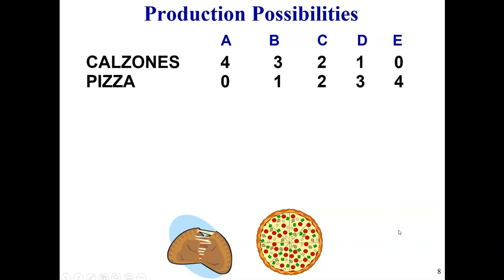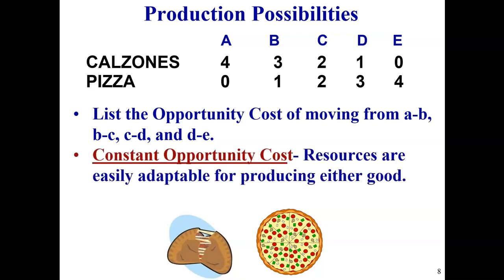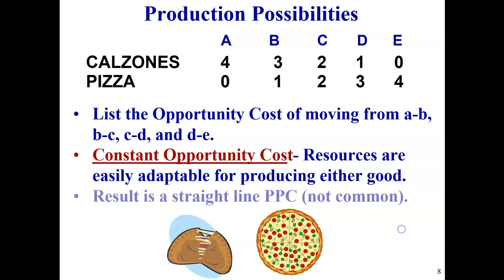Okay, here's another production possibility for calzones and pizza. List the opportunity costs of moving from A to B, B to C, C to D, and D to E. A constant opportunity cost means the resources are easily adaptable for producing either good. The result would be a straight line PPC, and that would not be very common.